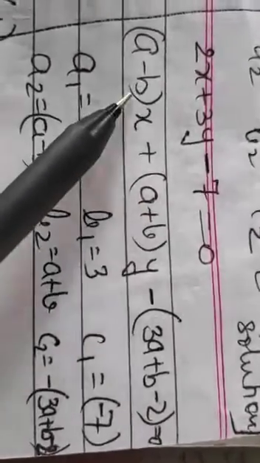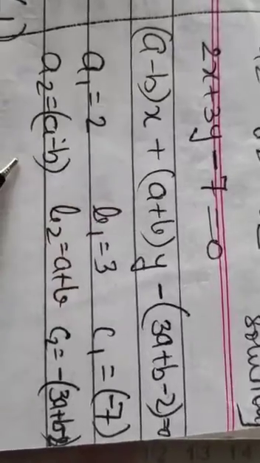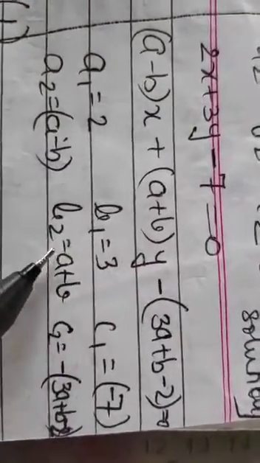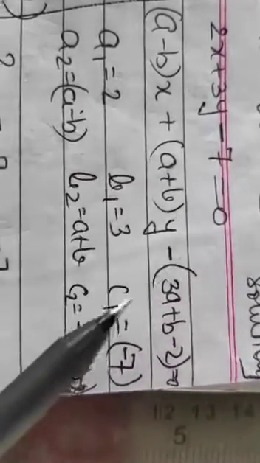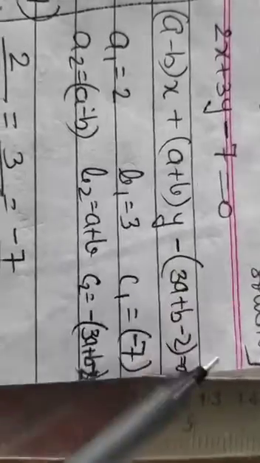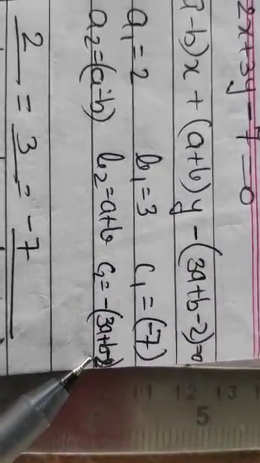Now find out a1, a2. a1 is 2, a2 is a minus b, correct? Coefficient of x. b1 is 3 and b2 is a plus b. c1 is minus 7 and c2 is negative this entire bracket, 3a plus b minus 2. Understood or not?